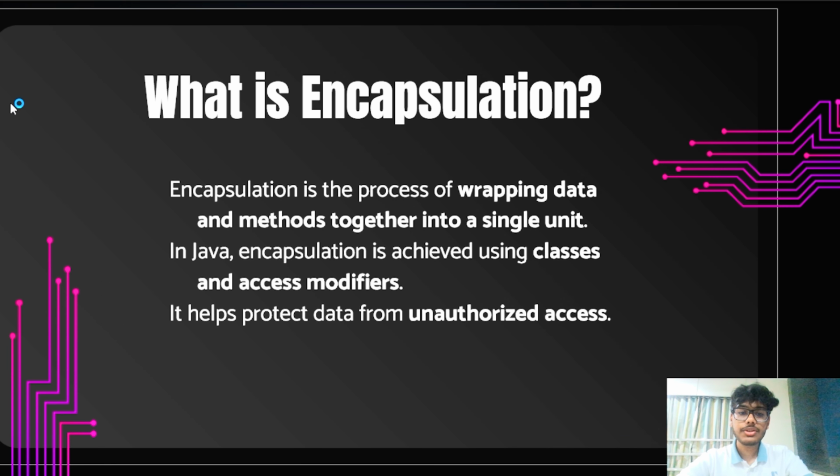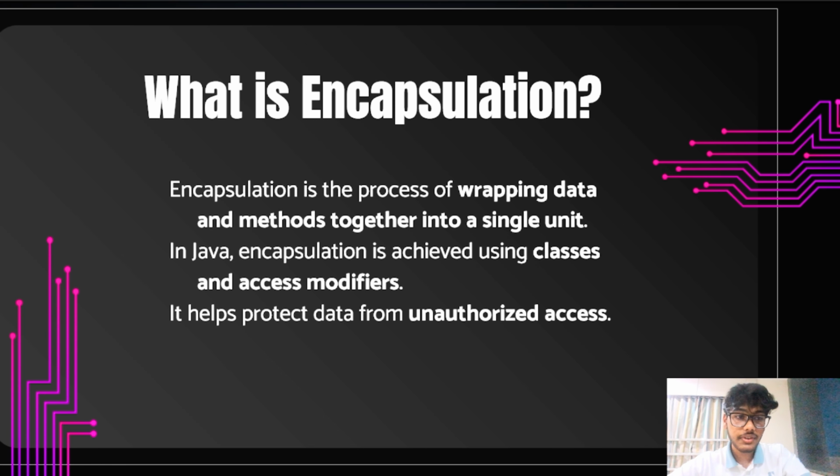Encapsulation is basically the process of wrapping data and methods together into a single unit. In Java, that unit is called a class. Now, what does this mean? In simple words, it means we can keep the variables and the functions that operate on them inside one place. Encapsulation also helps in protecting the data from direct access. Instead of accessing variables directly, we use methods to interact with them. So overall, encapsulation is about combining data and behavior while also keeping the data safe.